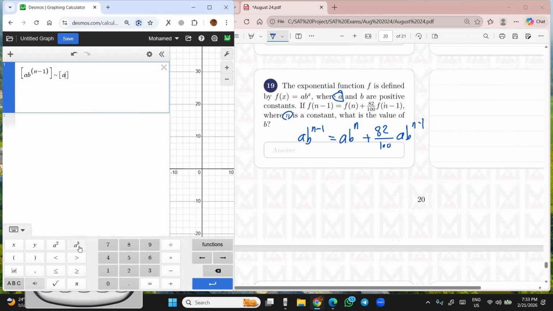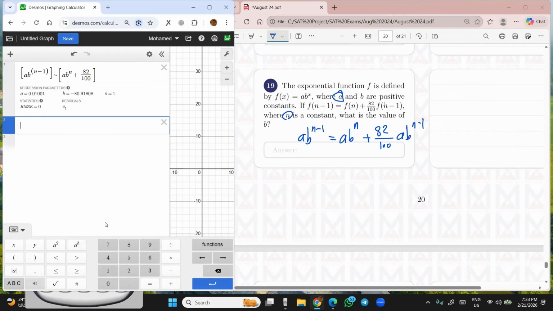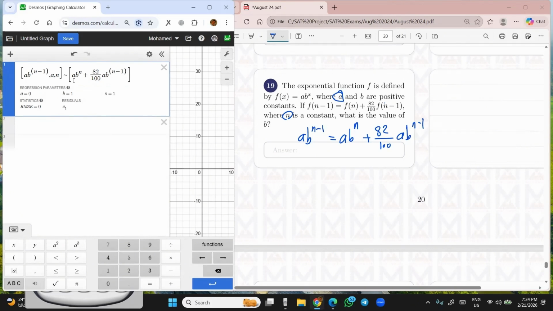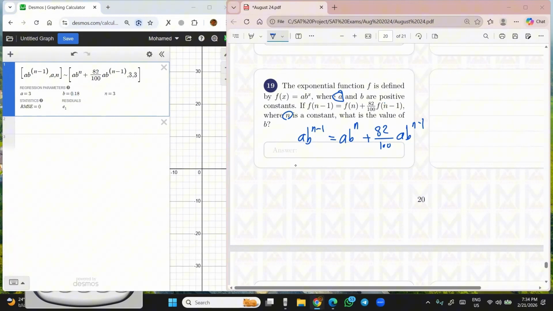And then this will be ab to the nth power, right? N here, and in the exponent. And then plus 82 over 100 times f of n minus 1, which is ab to the power of n minus 1, inside the parentheses like this, n minus 1. And we give, as we said, some values for a and n, a comma n, and then we give numbers like any number greater than 1, let's say 3 comma 3, for example. And then b is equal to 0.18, which is our answer.